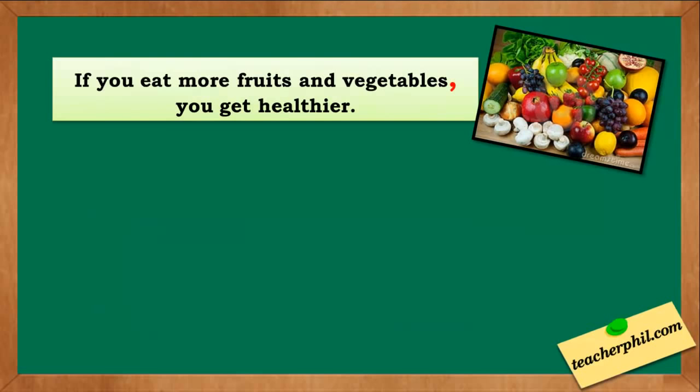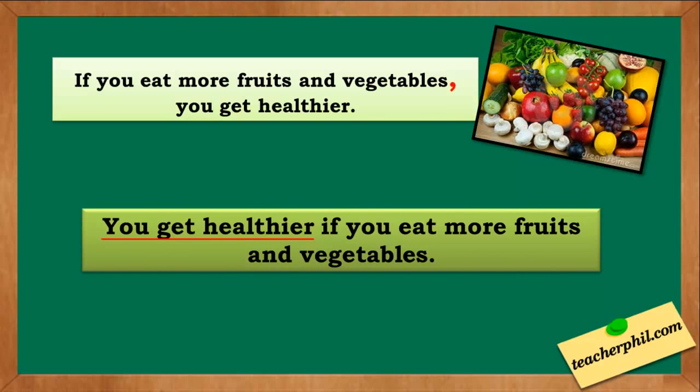Remember, if the if clause is at the start of the sentence, we put a comma after it. If you've noticed, we put a comma after the clause, if you eat more fruits and vegetables. But if the result clause is the one which is at the start of the sentence, then a comma is not needed. Example, you get healthier if you eat more fruits and vegetables.